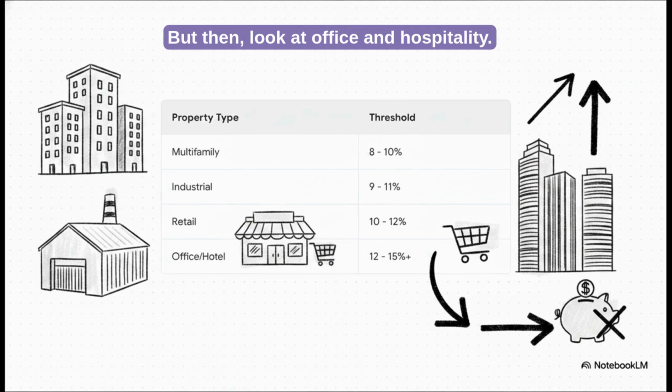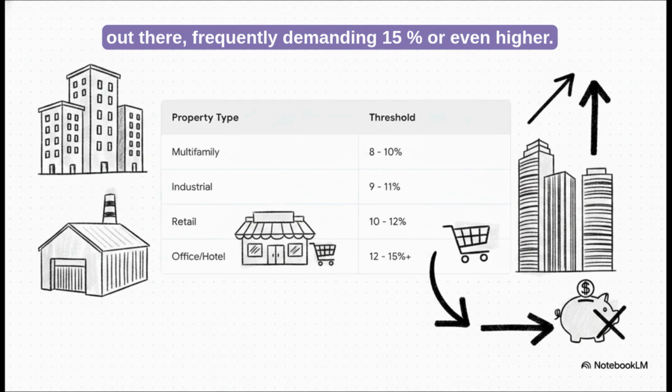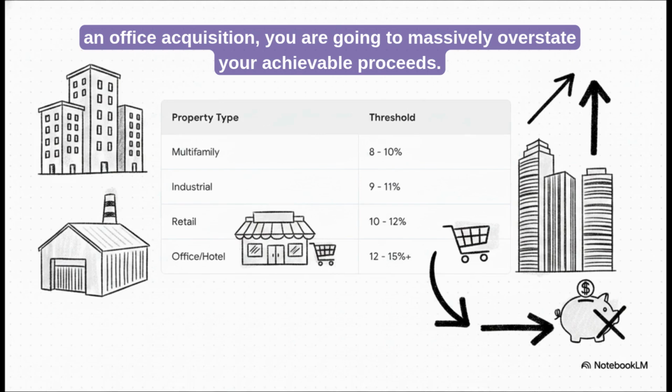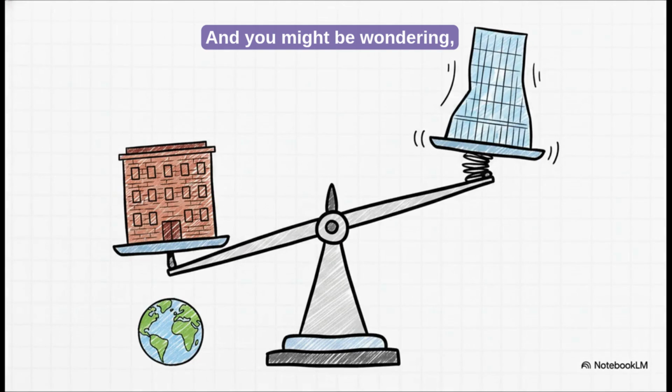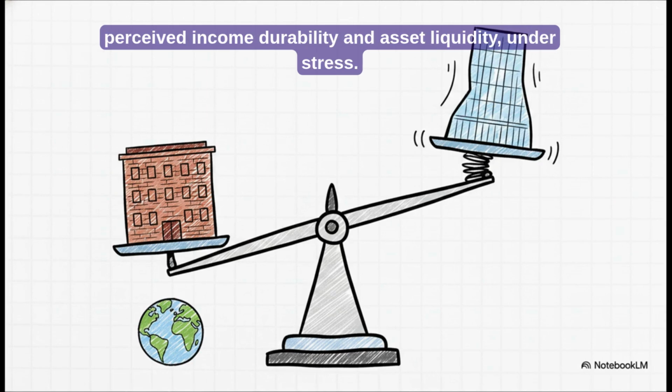But then, look at office and hospitality. These asset classes attract the most conservative thresholds out there, frequently demanding 15% or even higher. I mean, if you try to apply a multifamily benchmark to an office acquisition, you are going to massively overstate your achievable proceeds. And you might be wondering, why is there such a huge gap between them? Well, lenders adjust these thresholds based on two main things: perceived income durability and asset liquidity under stress.